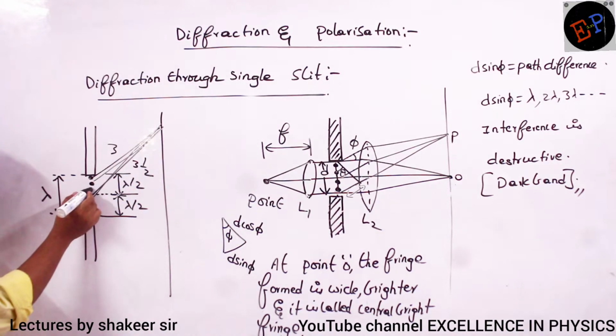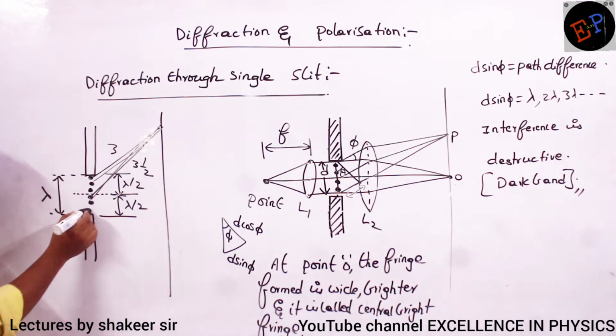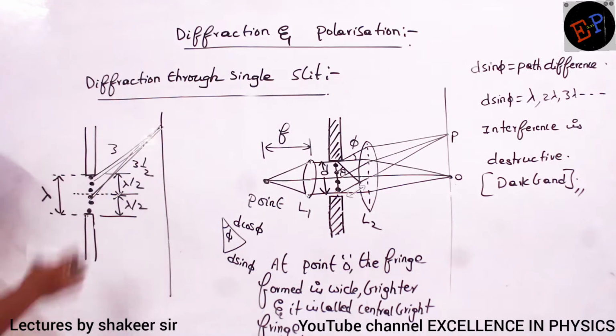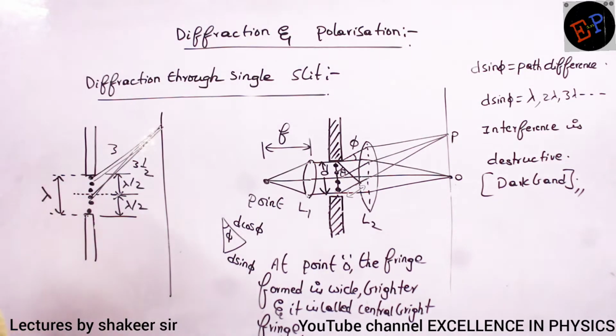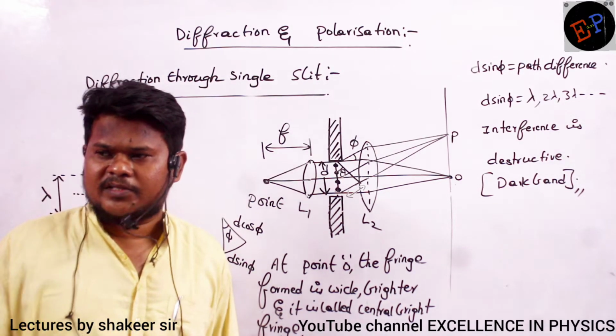So you take one more point below it and one more point here. These two are sources of light, no? And what is the path difference between them? Again lambda by 2. So they also interfere destructively only. So understood now why it is behaving as destructive interference?